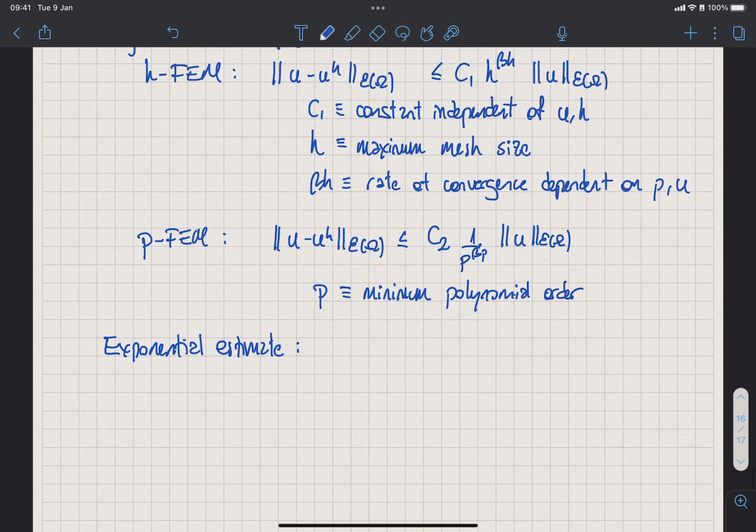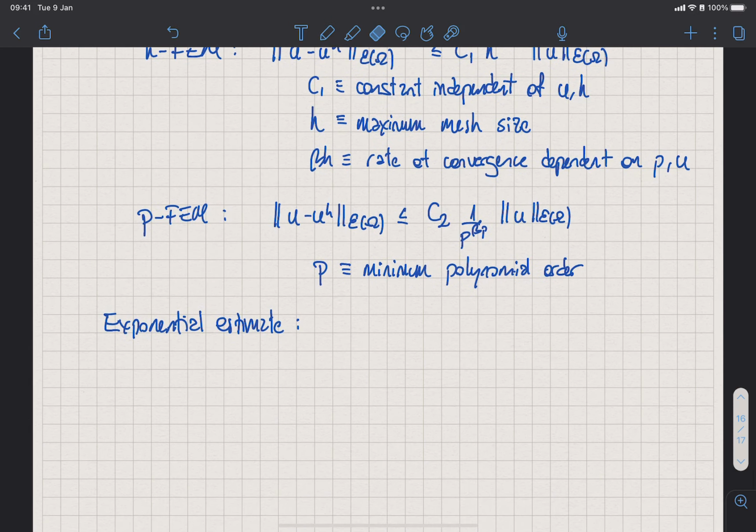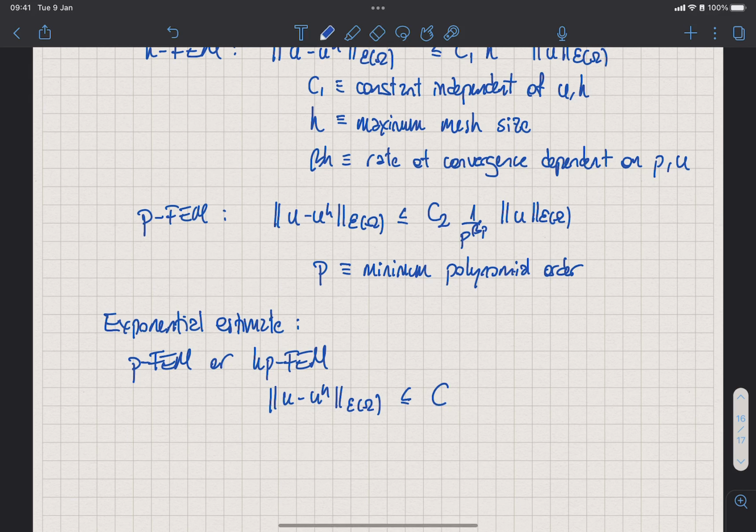Okay. So for those problems, either p-FEM or hp-FEM, the error in energy norm is going to be bounded by some constant divided by e to the power of gamma n to the theta, and n here is the number of degrees of freedom of the problem.